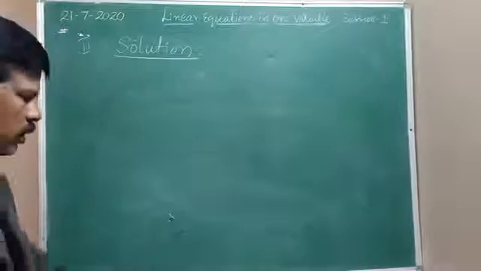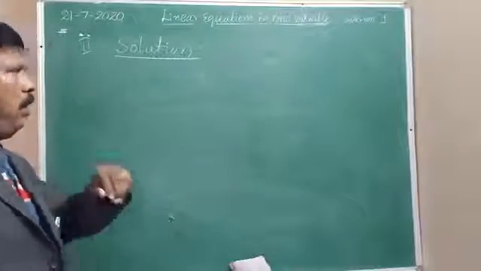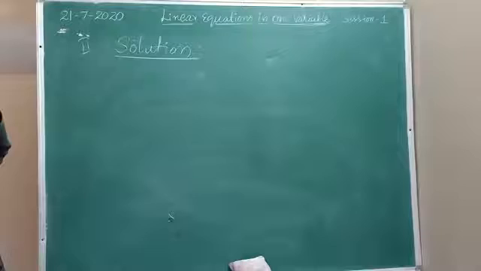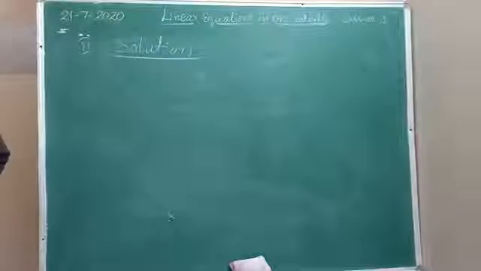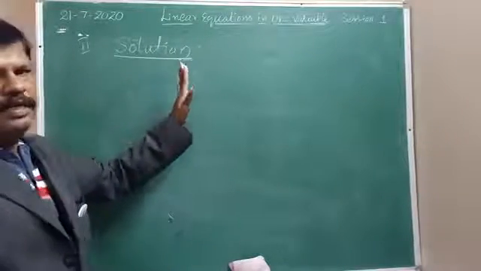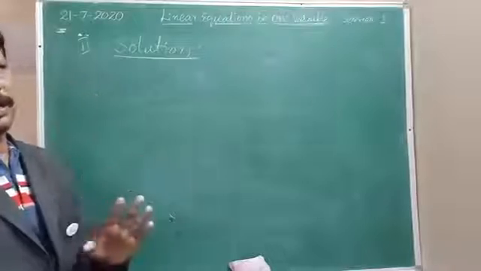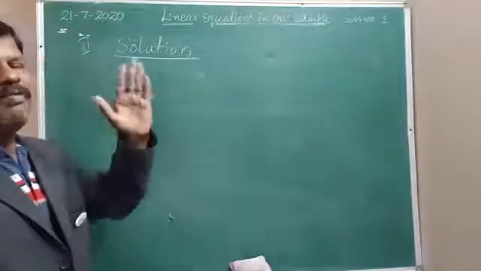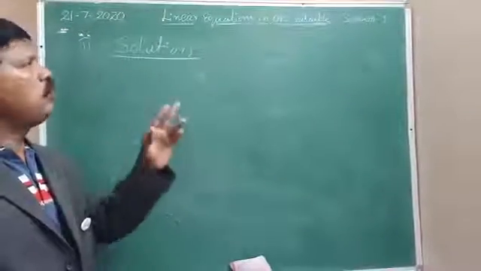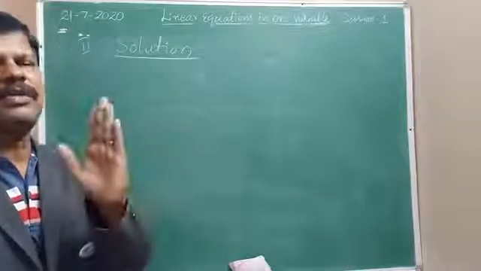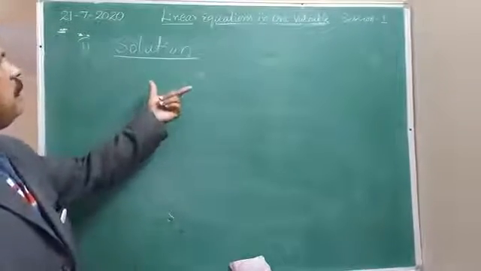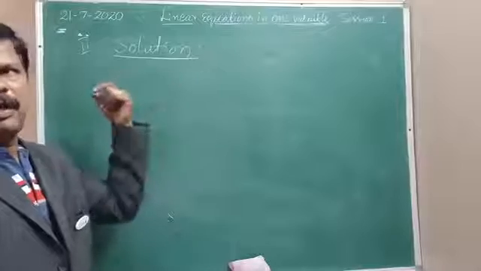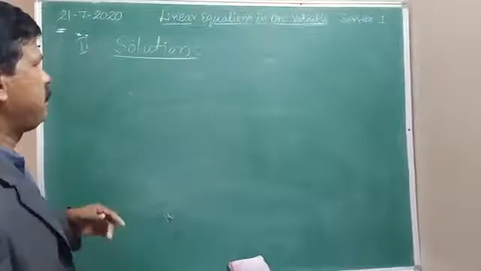Solution for the equation. Why do we want a solution for the equation? Because in an equation there is a variable. So to know the value of that variable, in order to make the left hand side equal to the right hand side, because it is saying left hand side is equal to right hand side.